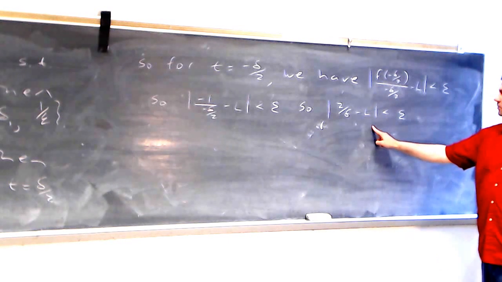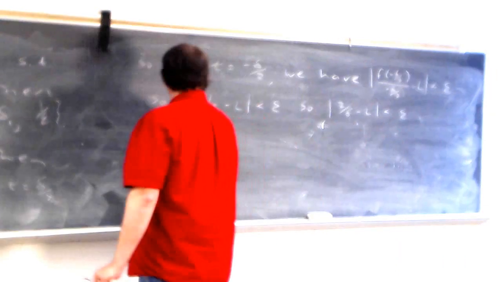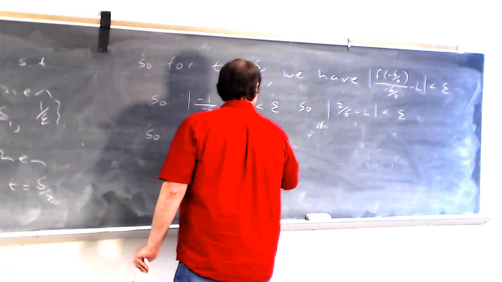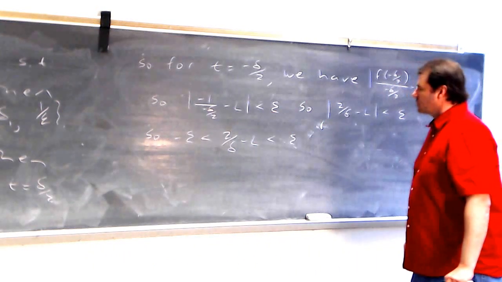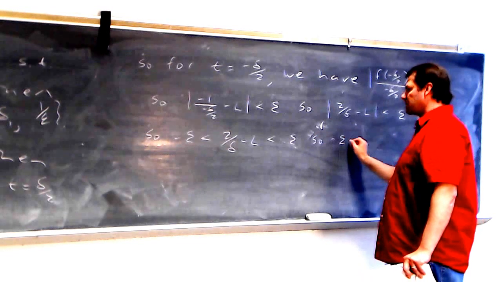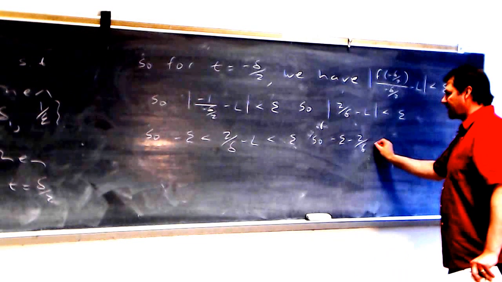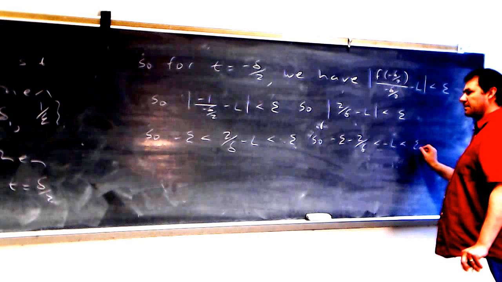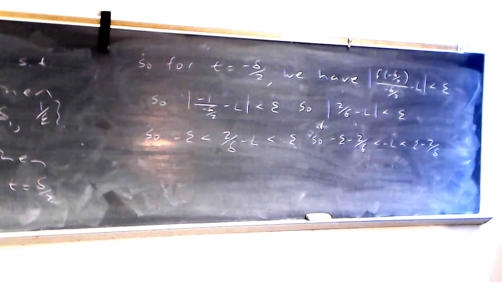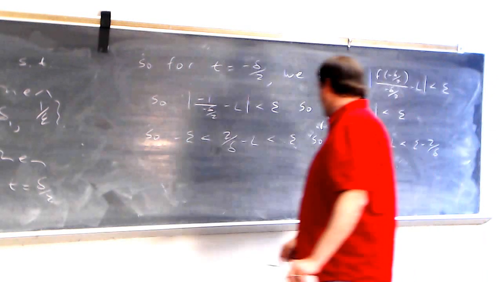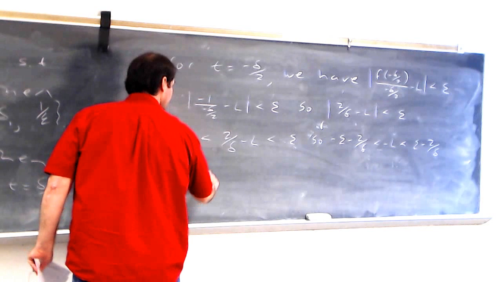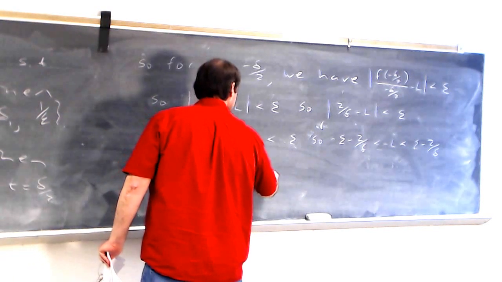Okay, rewriting this as an inequality without absolute values, we get that minus epsilon is less than 2 over delta minus L, which is less than epsilon. Trying to solve for L, if we subtract 2 over delta from both sides, we get minus epsilon minus 2 over delta is less than minus L, which is less than epsilon minus 2 over delta. Solving for L by multiplying both sides by minus 1, and switching the directions of the inequality, we get minus epsilon plus 2 over delta is less than L, which is less than epsilon plus 2 over delta.